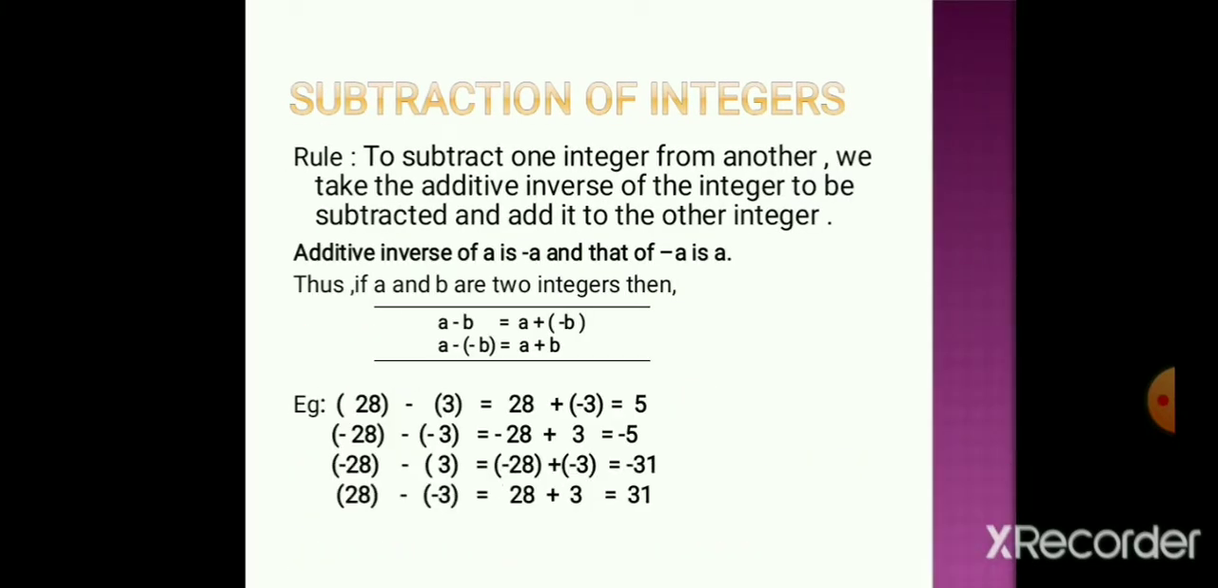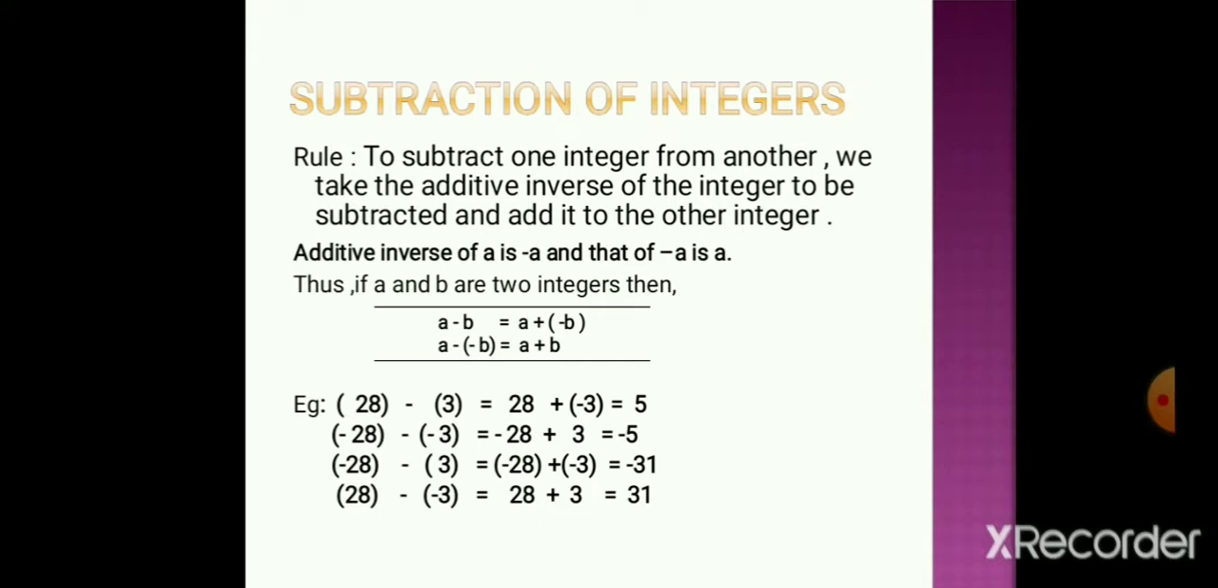Okay. Then we can go to the next operation, that is subtraction of integers. To subtract one integer from another, we take the additive inverse of the integer to be subtracted and add it to the other integer. That is, the additive inverse of a is minus a, and the additive inverse of minus a is a. So it is given that a and b are two integers.